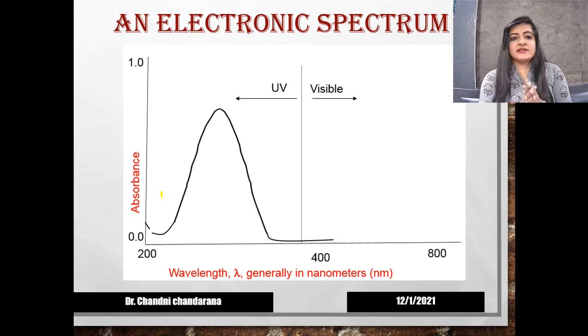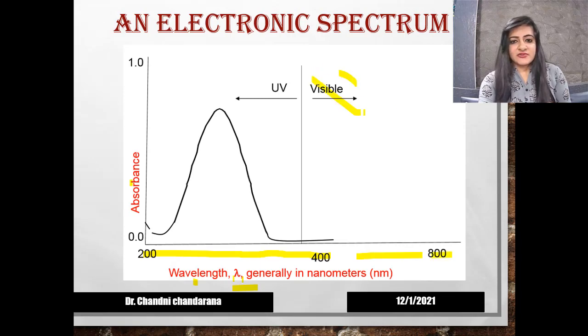Now see the electronic spectrum of UV. Whenever you take any spectrum, you will get this kind of spectra. It's a UV spectra. On the y-axis it has absorbance and on the x-axis it has wavelength. It's denoted by lambda, as we have seen in the previous lecture on fundamentals of spectroscopy. The unit is nanometer. As I said, 200 to 400 nanometer is the UV region and 400 to 800 is the visible region.